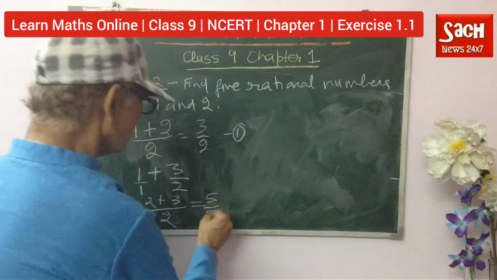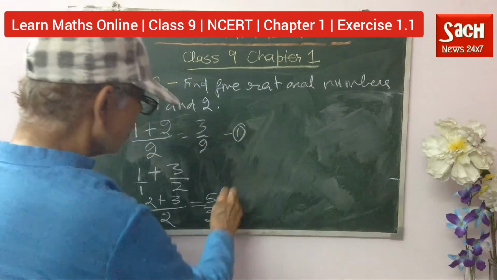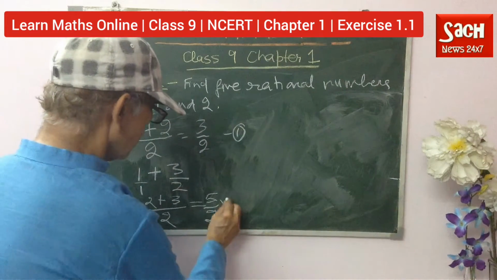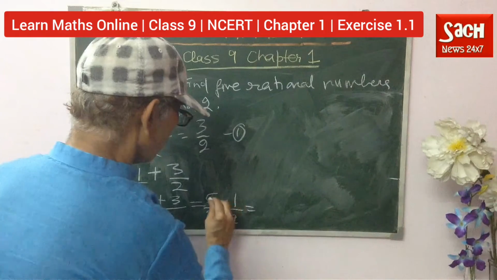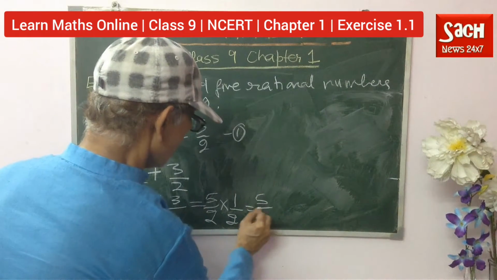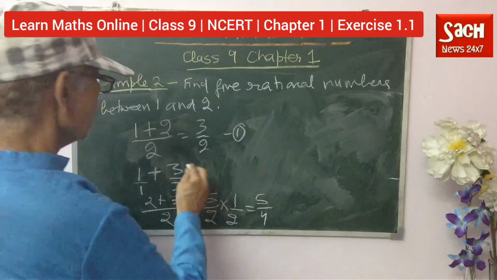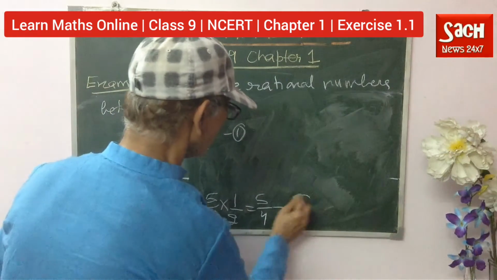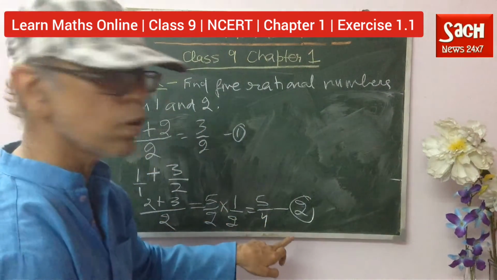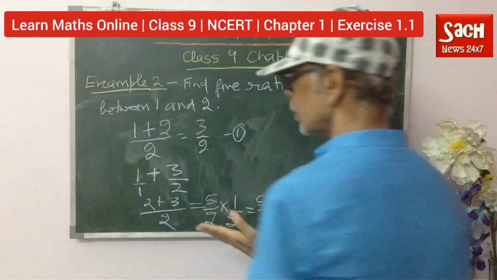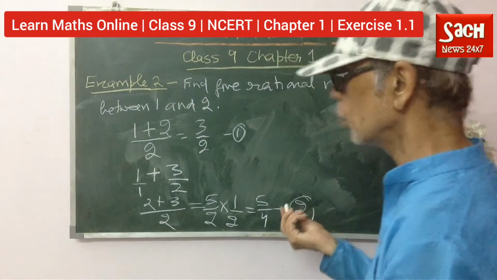Now divide this 5 by 2 again by 2, like 1 by 2. So it will be 5 into 1, which is 5 by 4. This is the second number you have found. First is 3 by 2, then second is 5 by 4. This is a slightly difficult way, but you can do it.